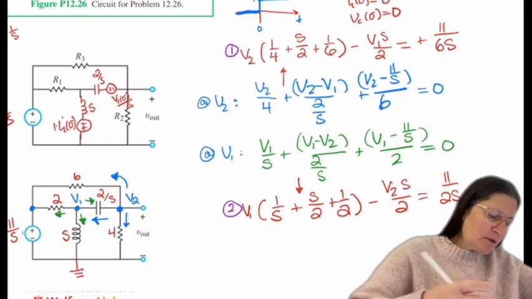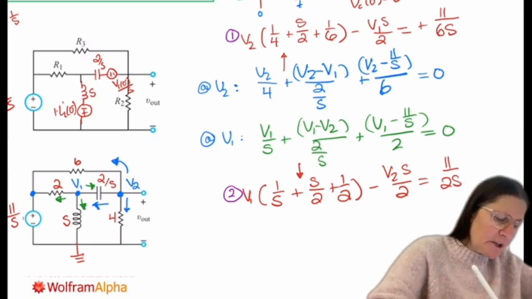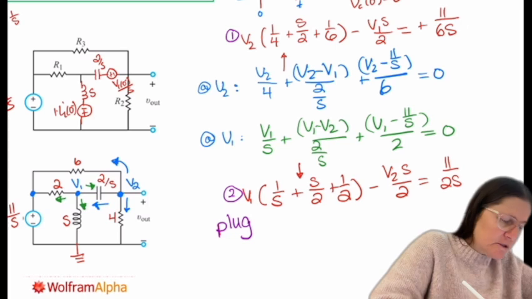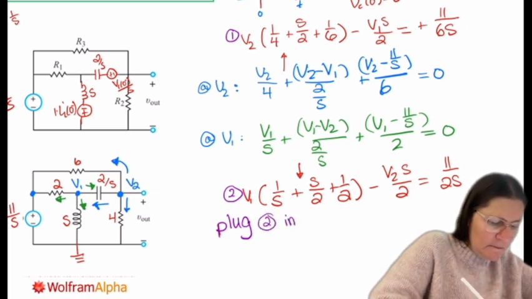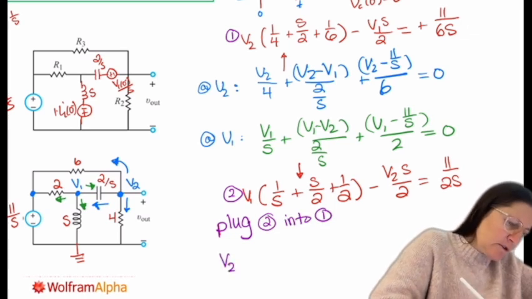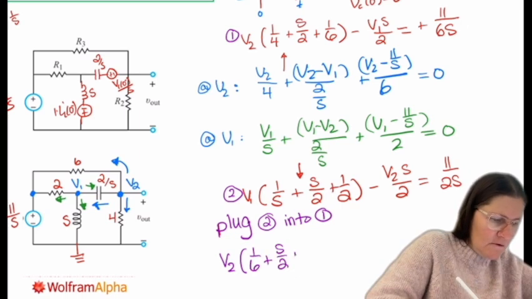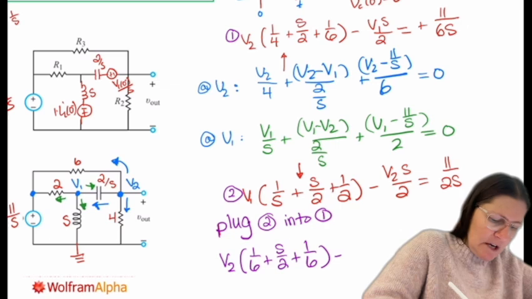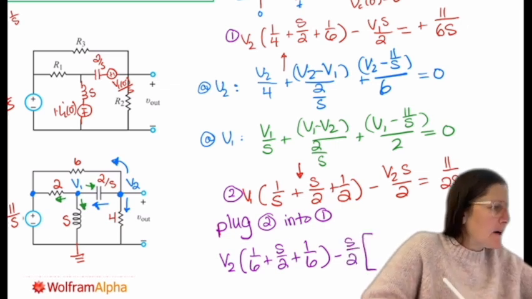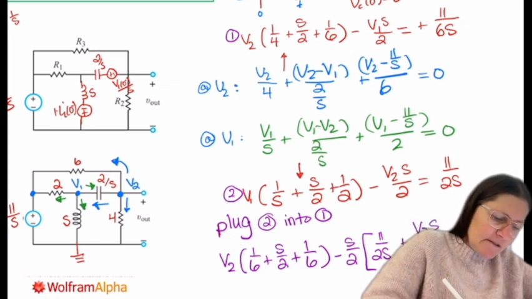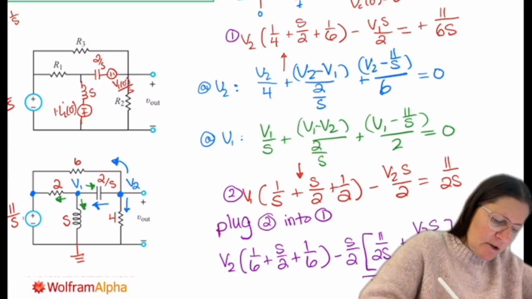So plug 1 into 2 or 2 into 1. I'm going to plug 2 into 1, which gives me V2 S over 2, and then the minus S over 2, and then multiplied by the 11 over S, or 2S, plus the V2 over S over 2, and then that's all divided by the 1 over S plus S over 2 plus 1/2, all equal to 11 over 6S.